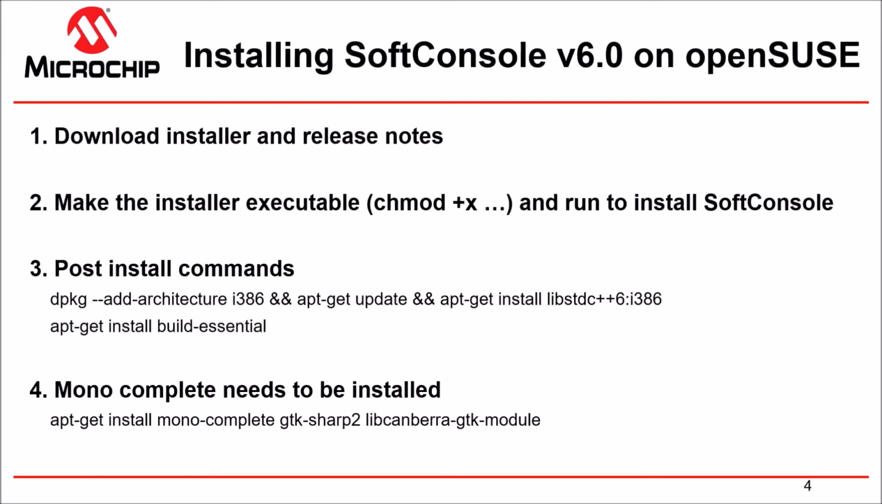Just finally, to summarize everything that was covered in this video, the first step that was taken was to download the SoftConsole installer and release notes from the Microsemi website. Next, the installer was made executable using a chmod+x command and then run to install SoftConsole. There were several post-install commands that were run to add packages, and then finally monocomplete was installed.